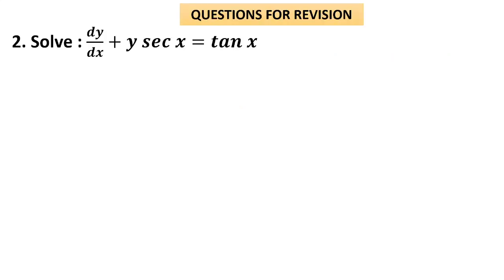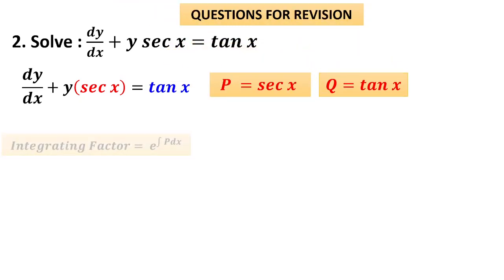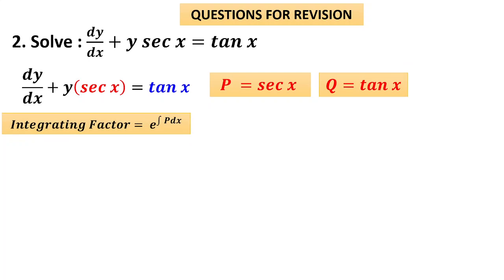Let us move on to the second question. dy by dx plus y into secant x is equal to tan x. Very clear here. I am able to identify what is p and what is q. P is secant x and q is tan x. I will go for integrating factor now.